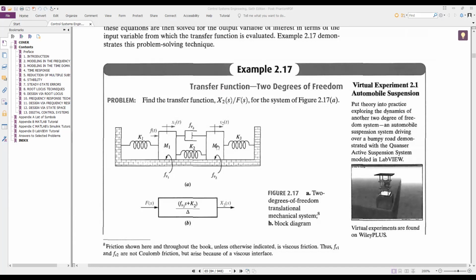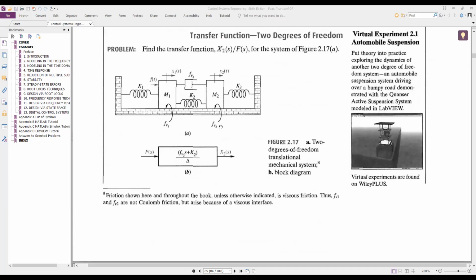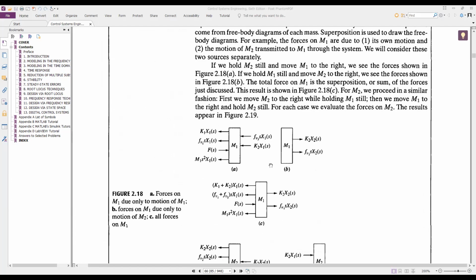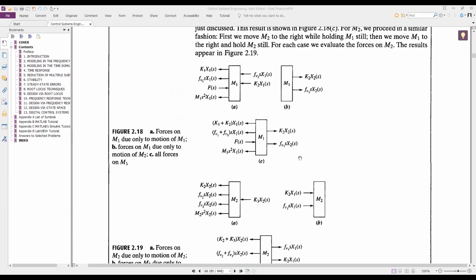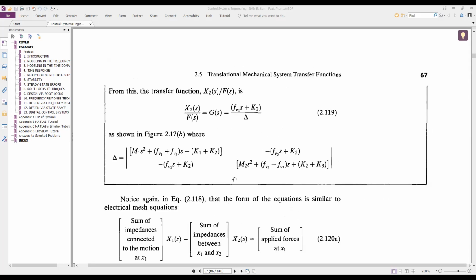Now see here, two masses are given, with a spring and damper in between. This one is kind of larger if you consider the previous one. Find the transfer function of this one. First of all, we have to consider M1 and M2. Now see, for M1, which forces are working in which direction? We have to consider this, M1 and M2, then we write two equations.